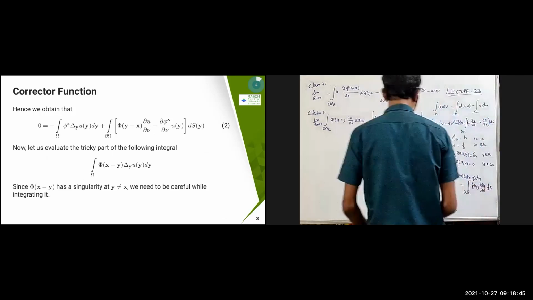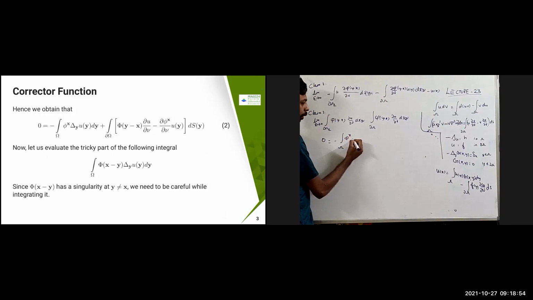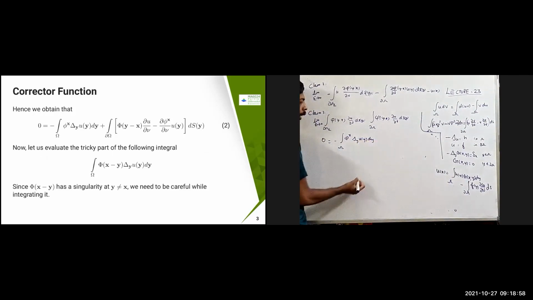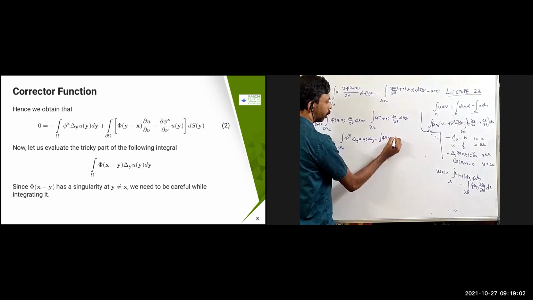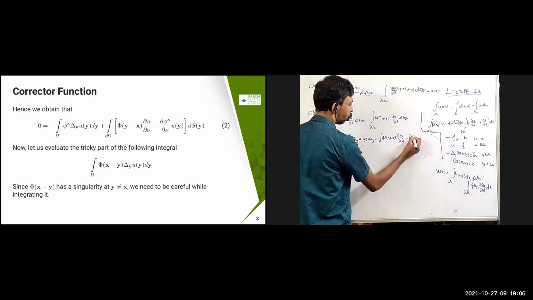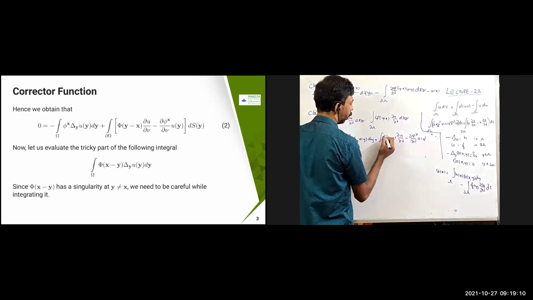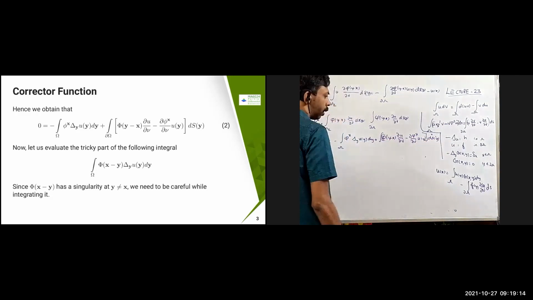So I have one for the characteristic function. What I have is 0 minus 0 equal to minus integral over omega pi x, which is the characteristic function, into del y u of y dy, okay, plus integral pi of y minus x into dou u by dou nu minus dou pi x by dou nu u of y dsy. This is one term. Okay, this is for the characteristic function.